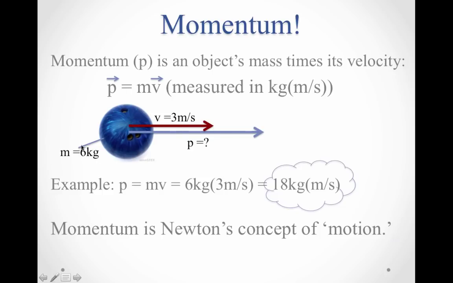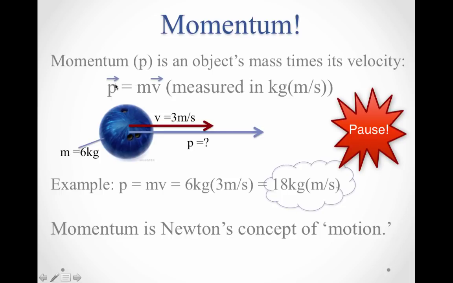So if we take the 6-kilogram ball, and mass is measured in kilograms, and the 3 meters per second that it is rolling, momentum, as you can see, is measured in kilograms times meters per second. Kind of a unique unit there. So P equals MV, 6 kilograms times 3 meters per second is 18 kilogram meters per second. Momentum is what Newton conceived of as motion. So Newton didn't see motion as just the velocity. He saw it as a compound entity of mass times velocity.